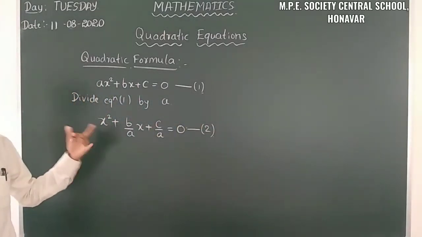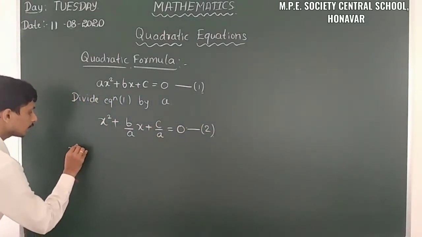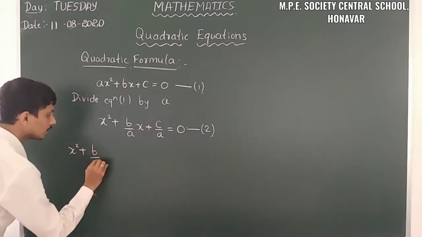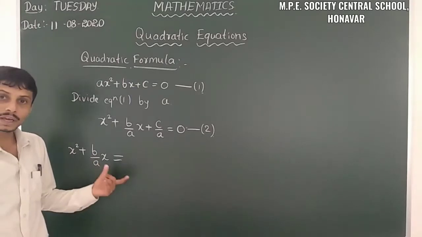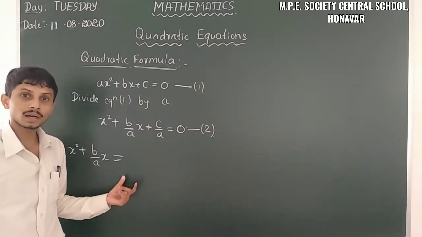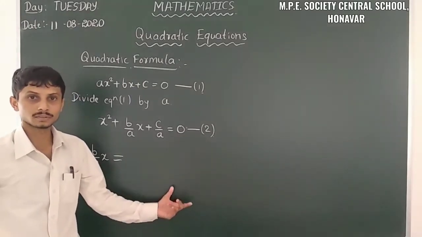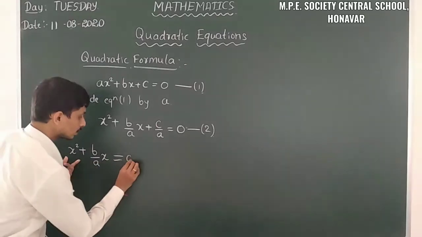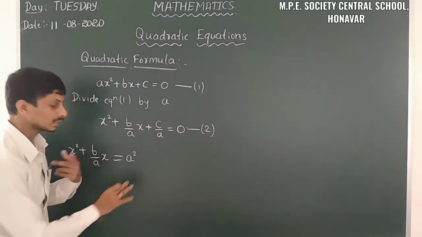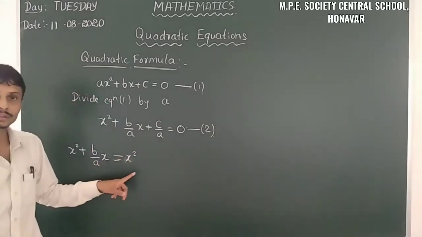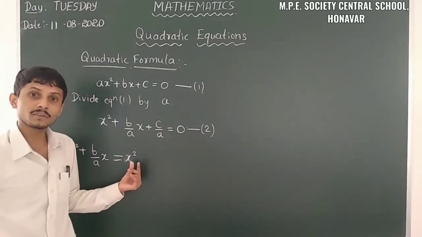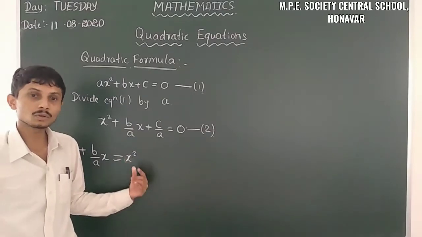So take the first two terms, that is x square plus b by a into x, and we have to convert it into the form of a square plus 2ab plus b square. Firstly, a square means here x square. So what is the value of a here? The value of a is equal to x.